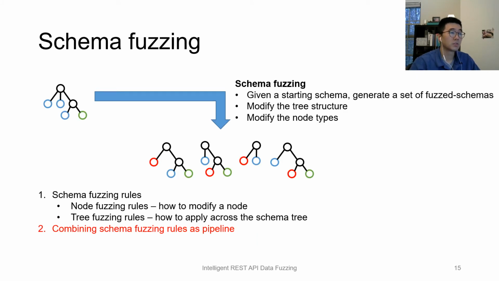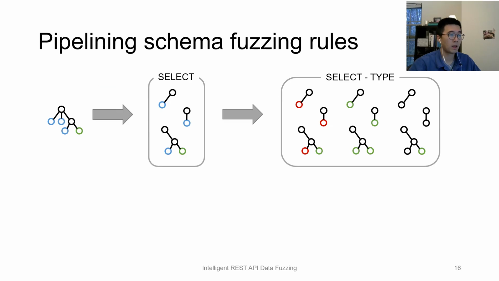Now that we understand the basics of schema fuzzing rules, let's talk about how we combine them as a pipeline. The idea is actually very simple. We want to combine several rules so that we are not only modifying the tree structures or not only modifying the types. For example, given the original schema, we can apply one rule, such as select, and this will give us a set of new fuzz schemas where the structures have been modified. Then we can take these fuzz schemas as the input and apply type, for example. And at the end, the resulting fuzz schemas will be modified in both the structures and the type. So that's how we combine different rules to make more diverse fuzz schemas.